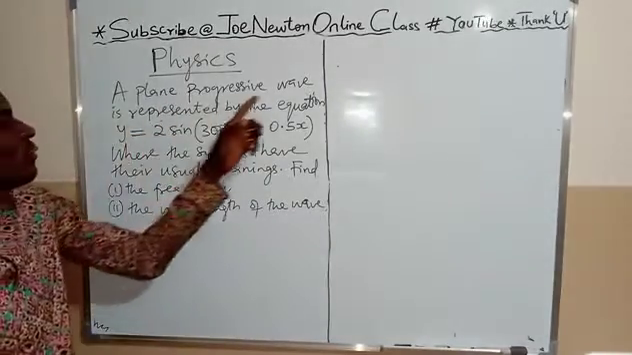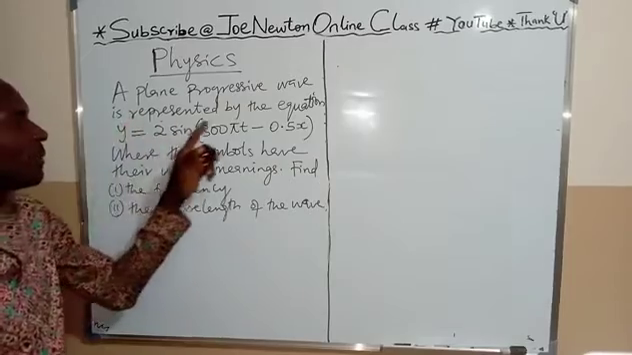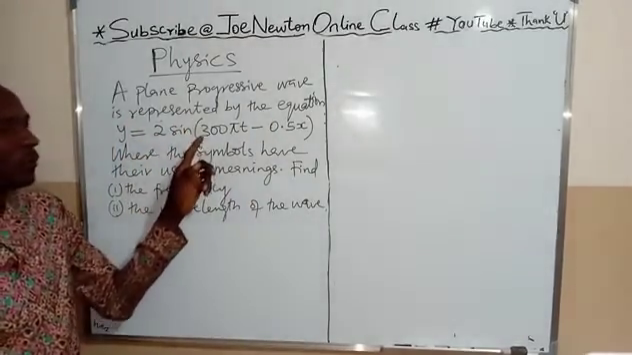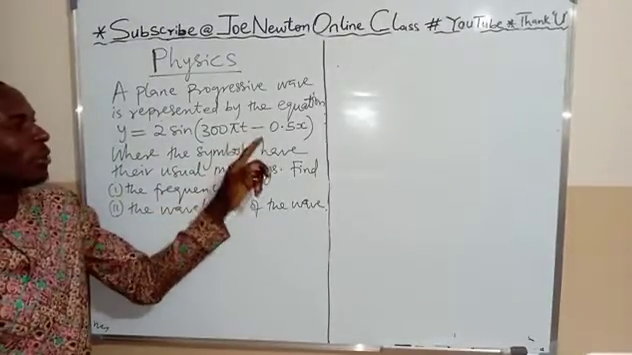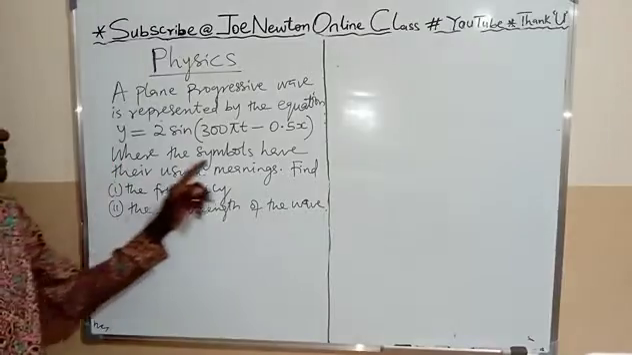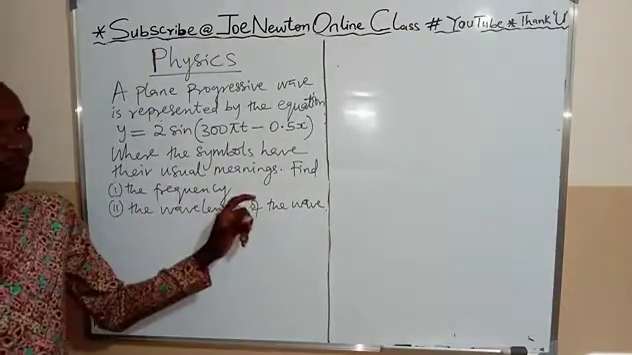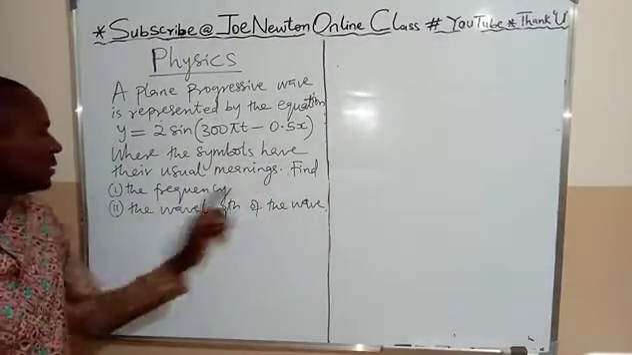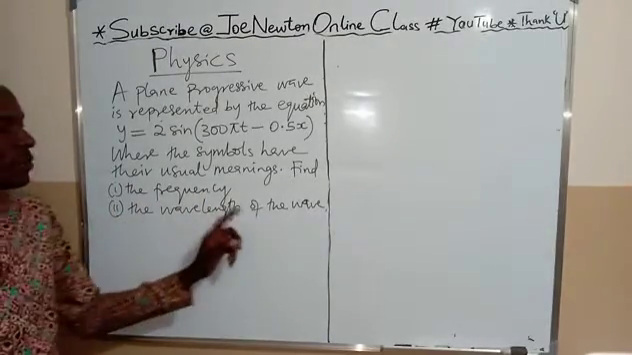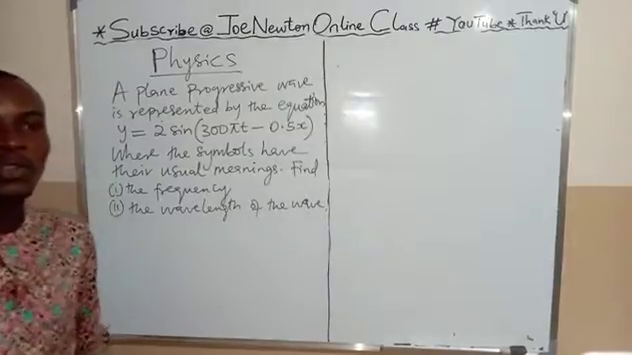A plane progressive wave is represented by the equation y equals 2 sine bracket open 300 pi t minus 0.5 x bracket close, where the symbols have their usual meanings. Now we are expecting to find (i) the frequency, (ii) the wavelength of the wave. Now let's proceed into the solution.